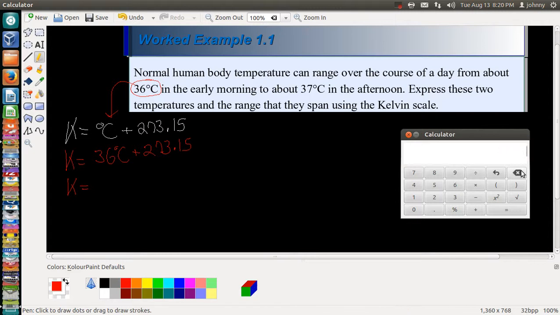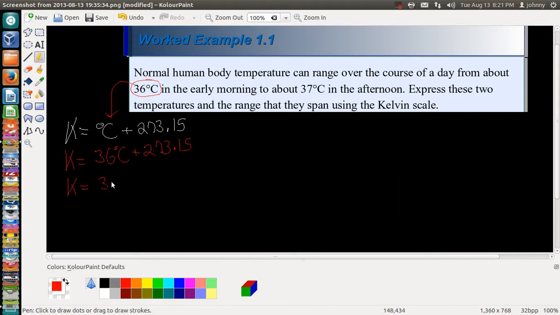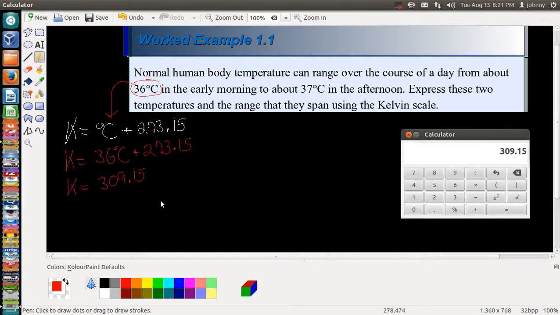We have 36 plus 273.15. Now when we do this, we get 309.15. Now, this is not our final answer.